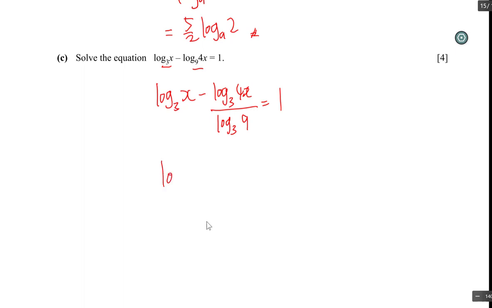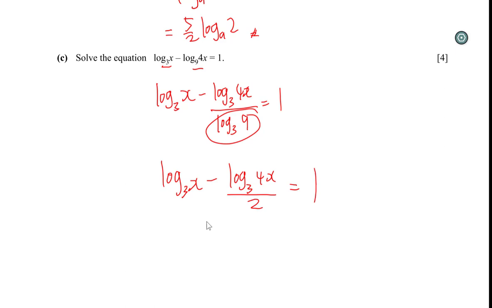So this is log 3 x. This one will give me 2, right? Log 3 9 is 2. So over 2, is it the same with the... never mind. Okay, it's fine. I just do it like this. Because sometimes we take it out, it becomes half here. But it's fine. So I multiply 2 for the whole equation. So 2 log 3 x minus log 3 4x equals 2.